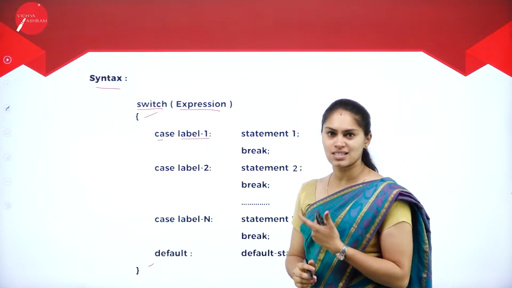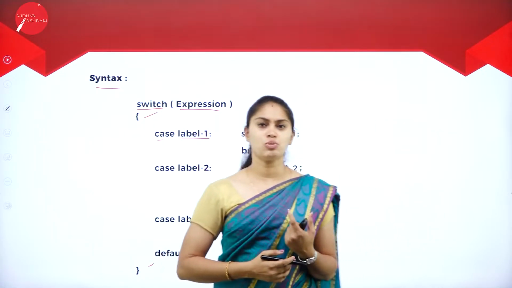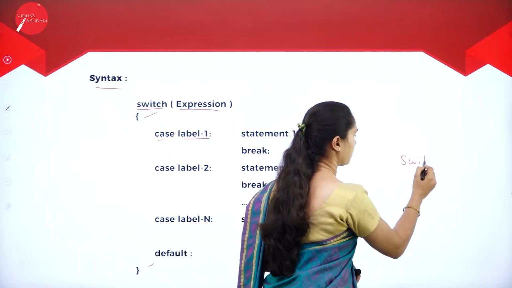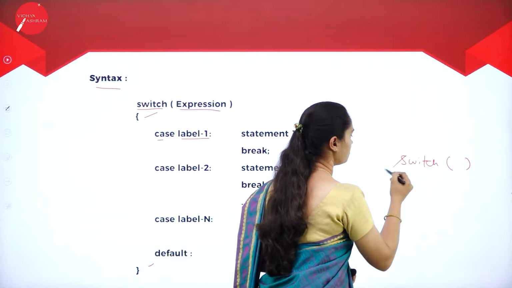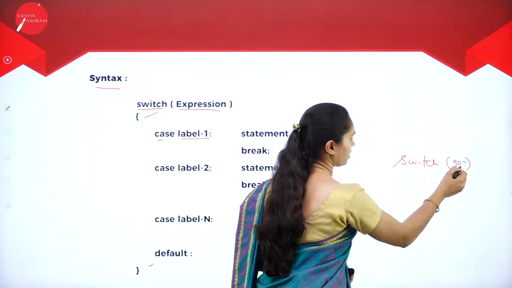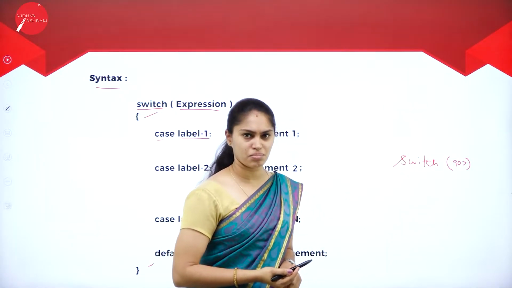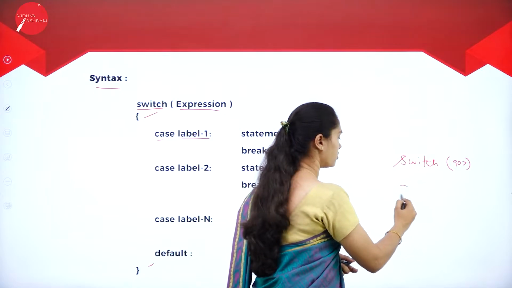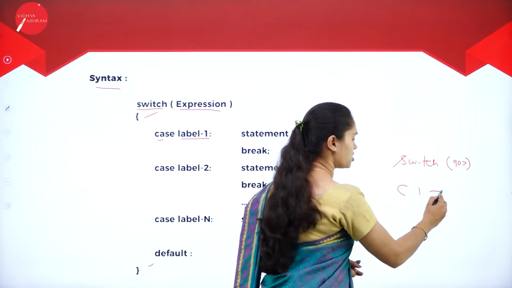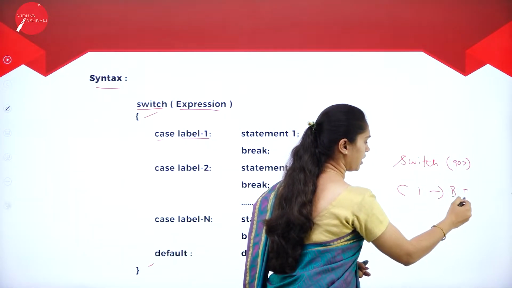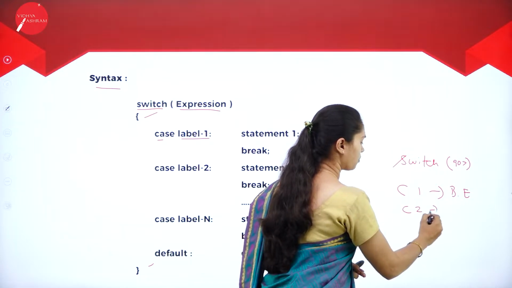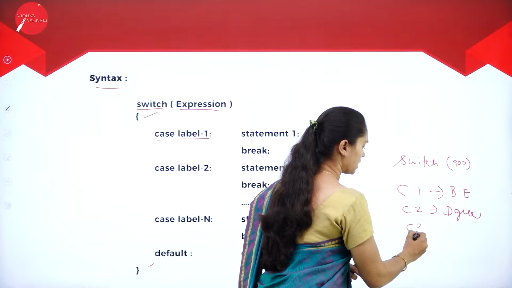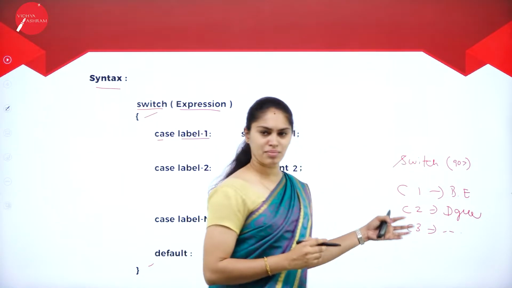So what are this case and label? Let me tell you one thing. I have a condition. For example, if my percentage is greater than 90%, then I have several options. The first option is what? My first choice, I can go with BE, or I can take a degree as my second option, and as a third, I'm going to do my own stuff based on my interest.